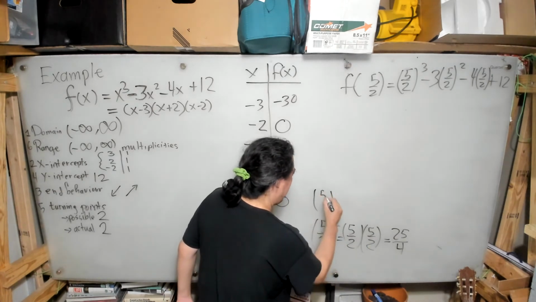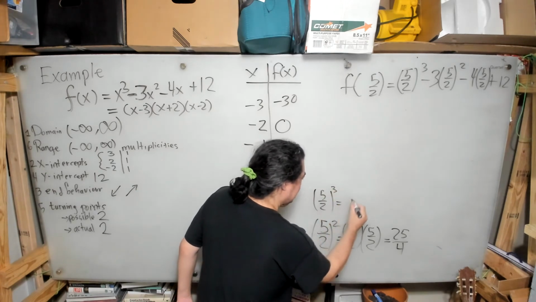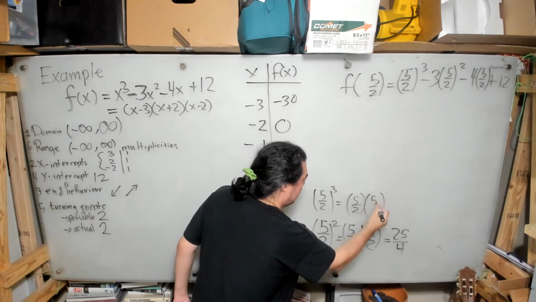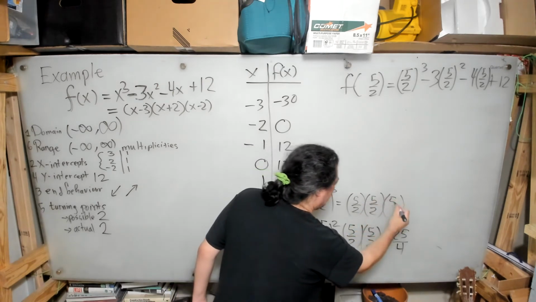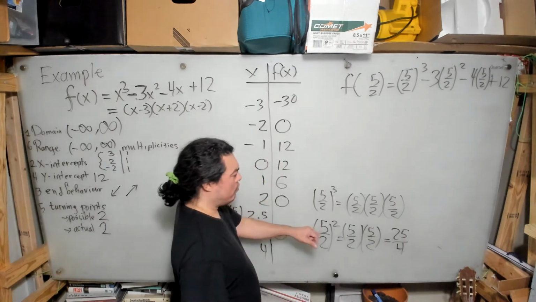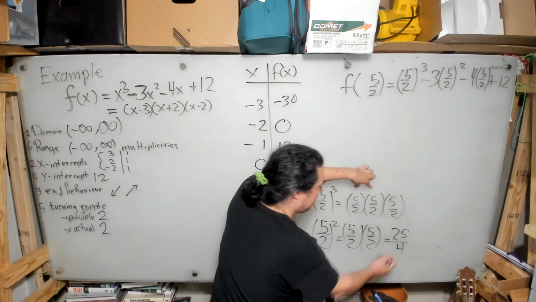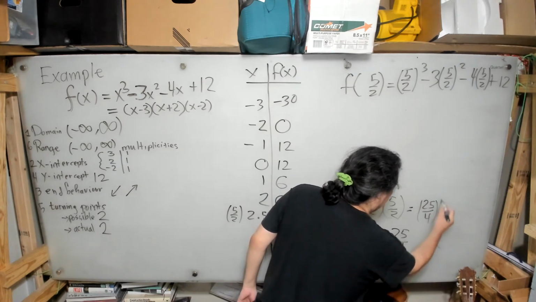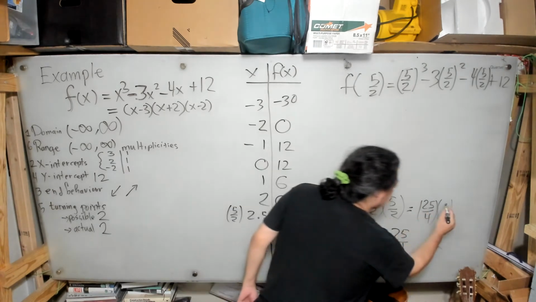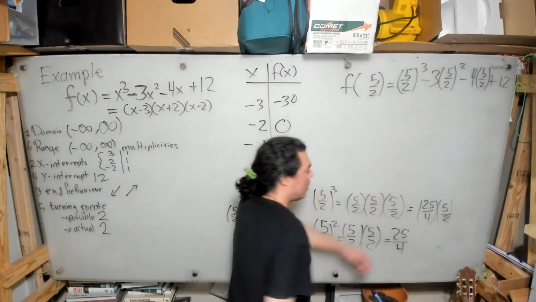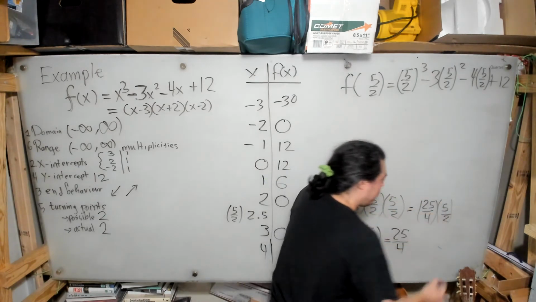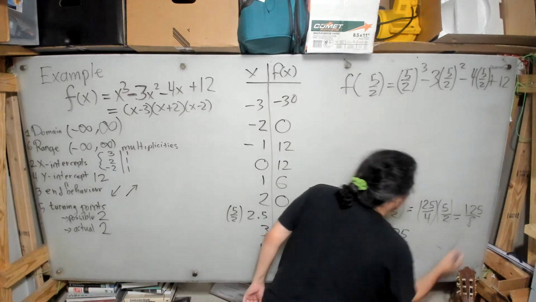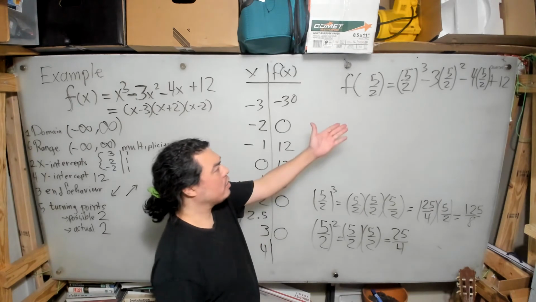What about 5 halves cubed? This is going to be 3 copies of 5 halves multiplied together, like this. Okay? But I already know that these two will multiply to give me 25 over 4. And then I'm going to multiply it by 5 halves again. 25 times 5, that's 125. And 2 times 4 is 8. Like this. So now I can start to rewrite this.